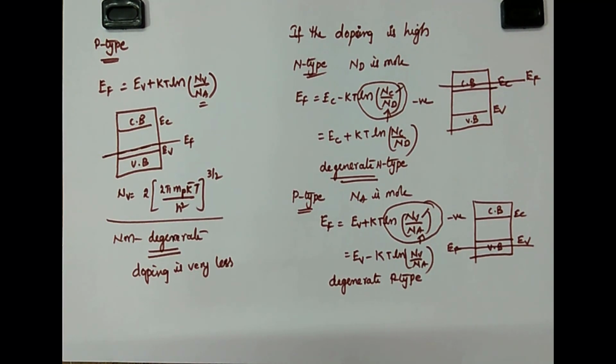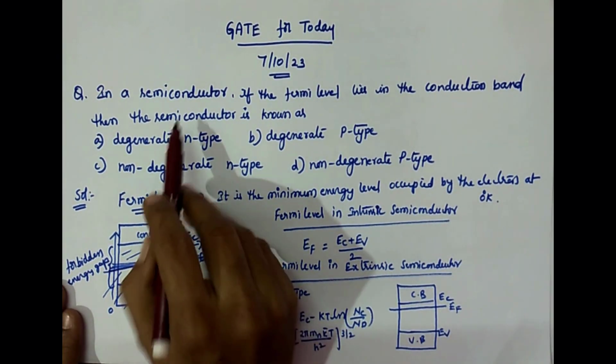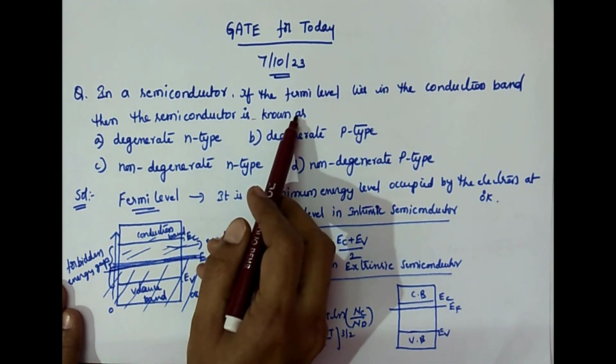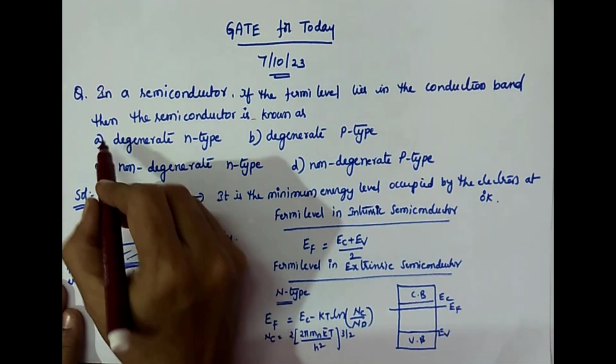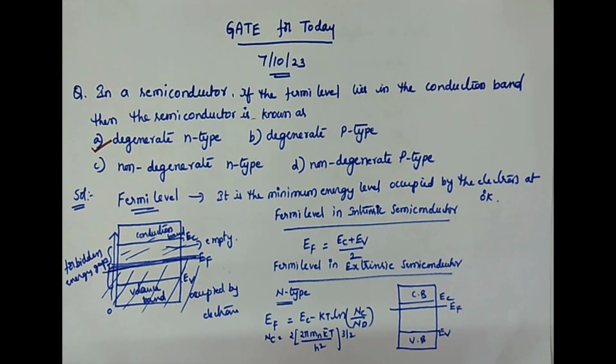Now in the given question: in a semiconductor, if the Fermi level lies in the conduction band, then the semiconductor is known as what? The answer is degenerate n-type. Okay, so that's all for today.